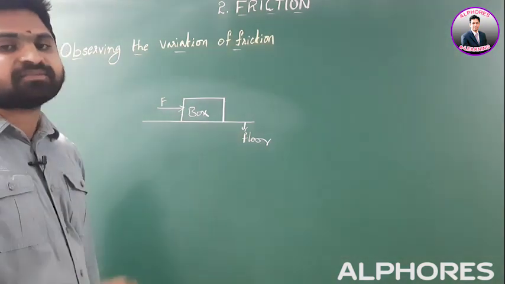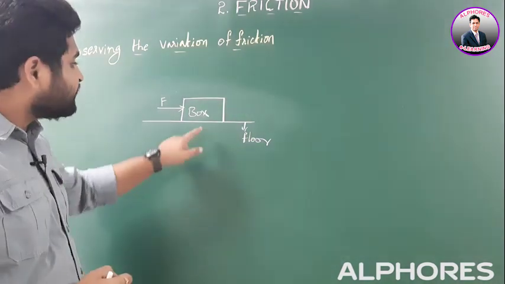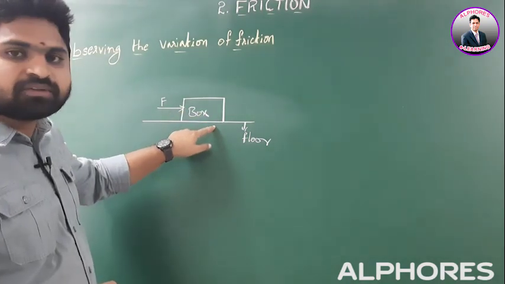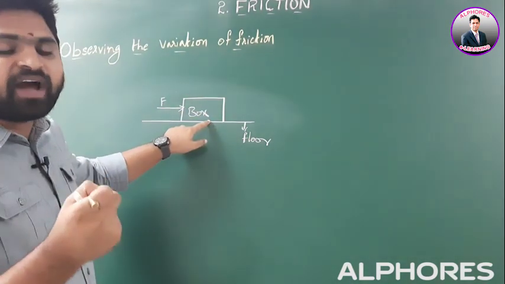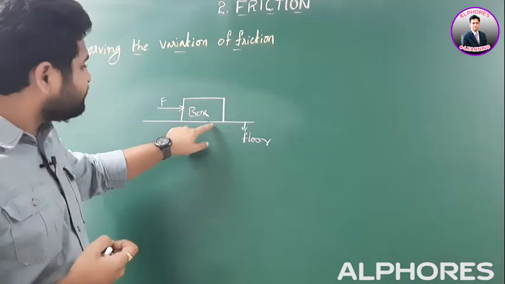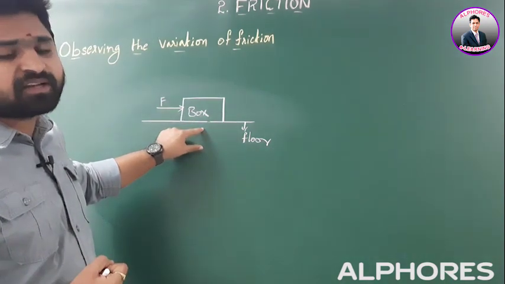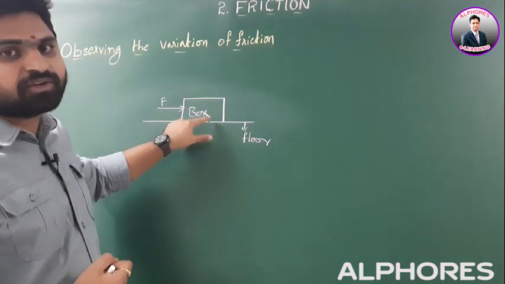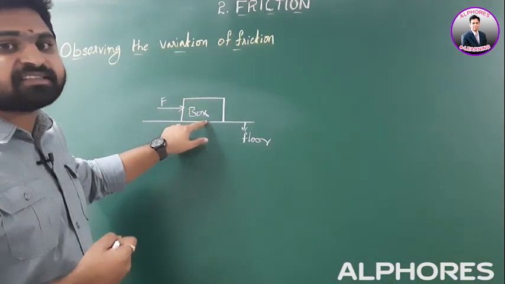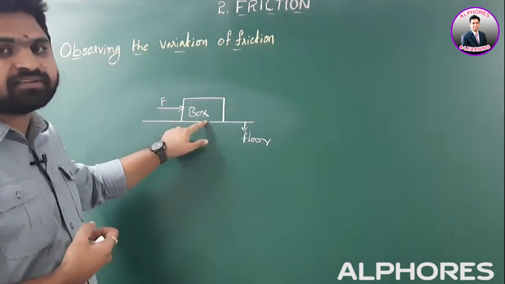From this activity we understand that the static friction between the surface of this box and the floor is a self-adjusting force. The friction between the box surface and the floor is static friction because the box is at rest, and this static friction is a self-adjusting force. I hope you are following the class.